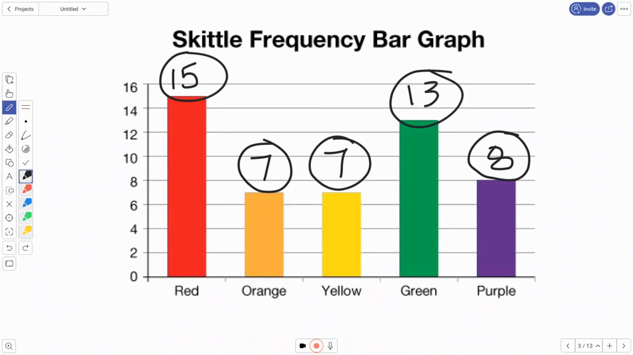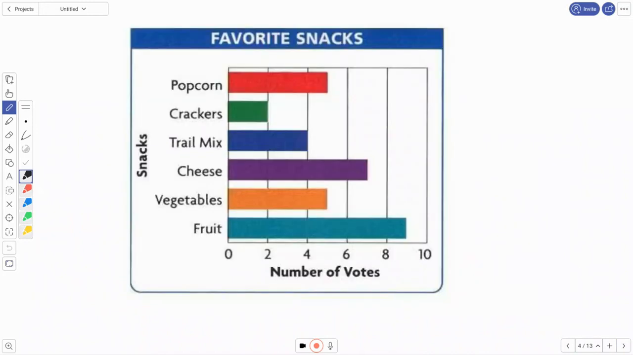Okay. This is a vertical bar graph, which means the bars go up and down. Bar graphs can also be horizontal, meaning they go left and right. So we use it the exact same way, only now I see the thing we're comparing is on the side and the number is down at the bottom.